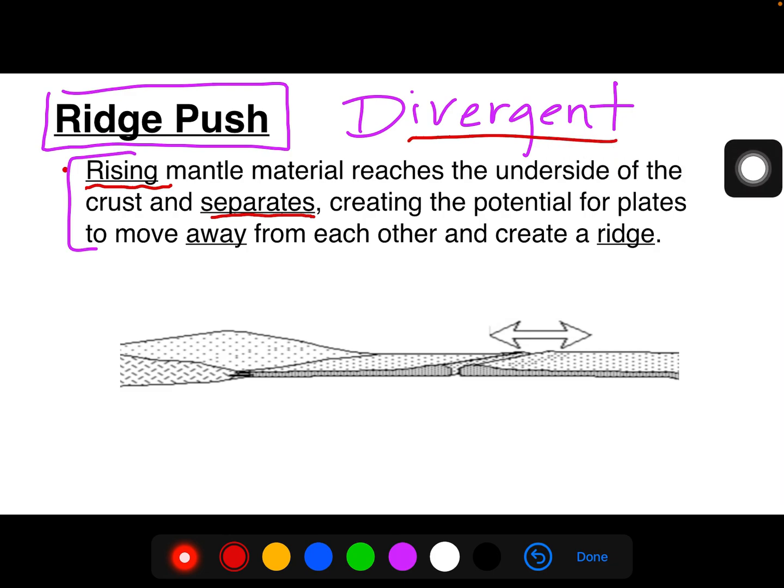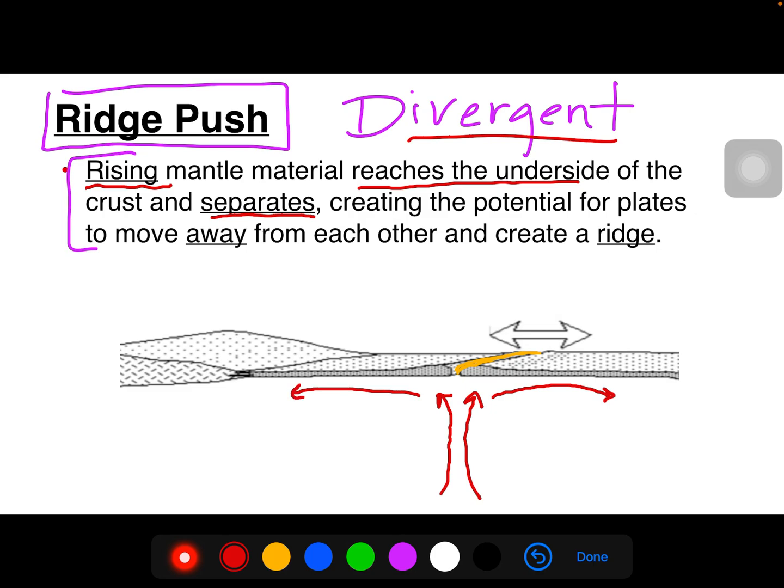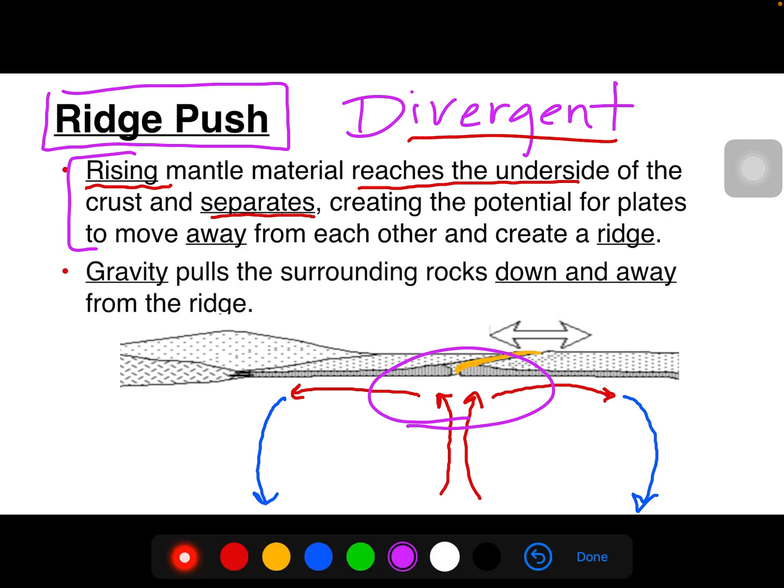So again, ridge push is being described as rising mantle material. Right at the boundary line, which is here where the two plates meet, we want to draw in our warm, rising mantle material. And we're just illustrating this as it reaches the underside of the crust and separates out. Make sure you're color coding using red for that warm rising. It gets far from the crust, cools, and sinks back down. So this idea of ridge push is happening here, describing the force associated with warm rising material coming up and separating.